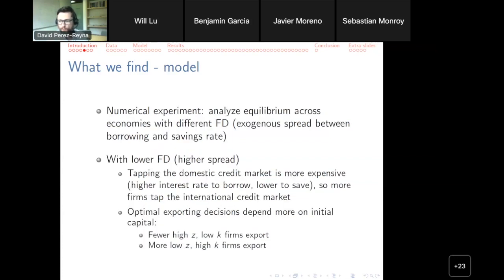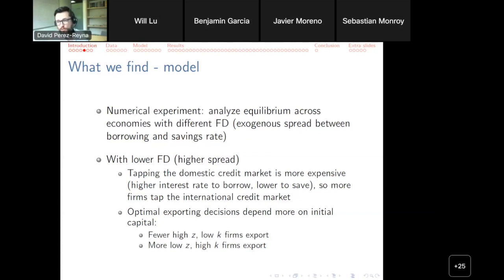So in the model, we're going to use the model precisely to rationalize those results we find in the data. And what we're going to do then is analyze equilibria by playing along with this financial development. Our definition of financial development in the model is going to be this exogenous spread between the savings rate and the loan rate. And what we find is that when there's lower financial development, so that means when there's a higher spread, tapping the domestic credit market is going to be more expensive. More expensive in the sense that firms are going to be borrowing at a higher interest rate, but also firms that want to save are going to be saving at a lower interest rate.